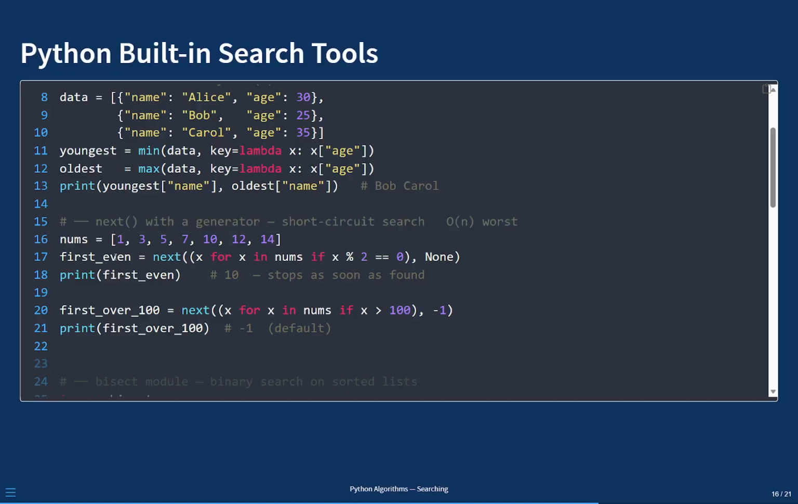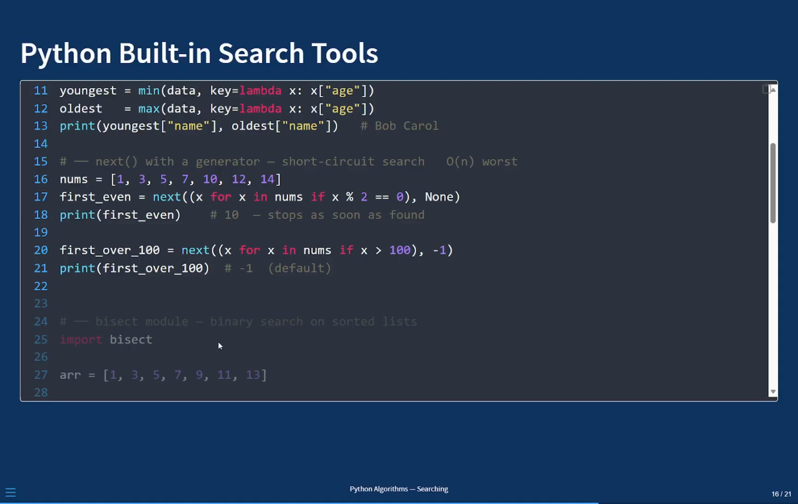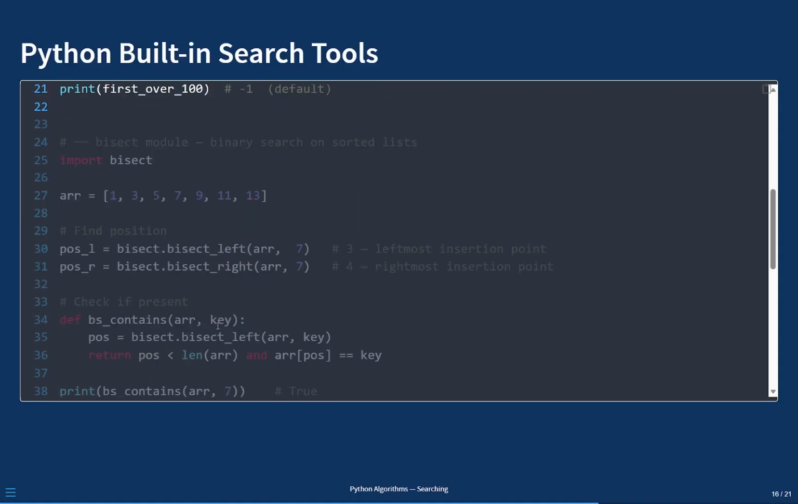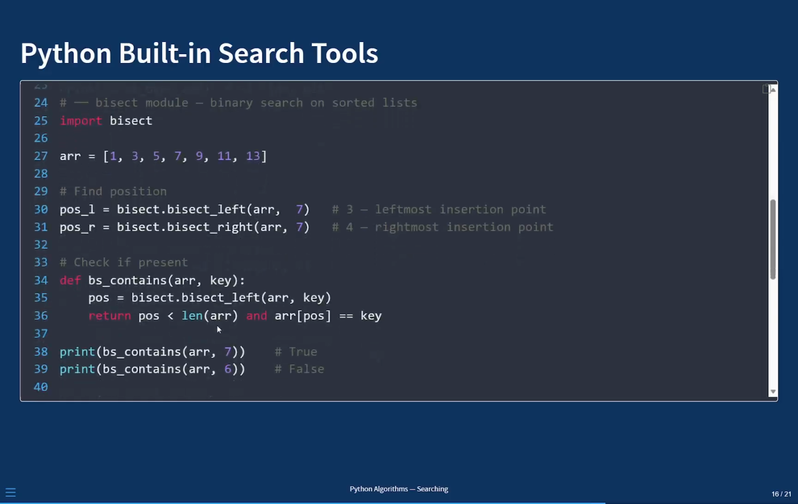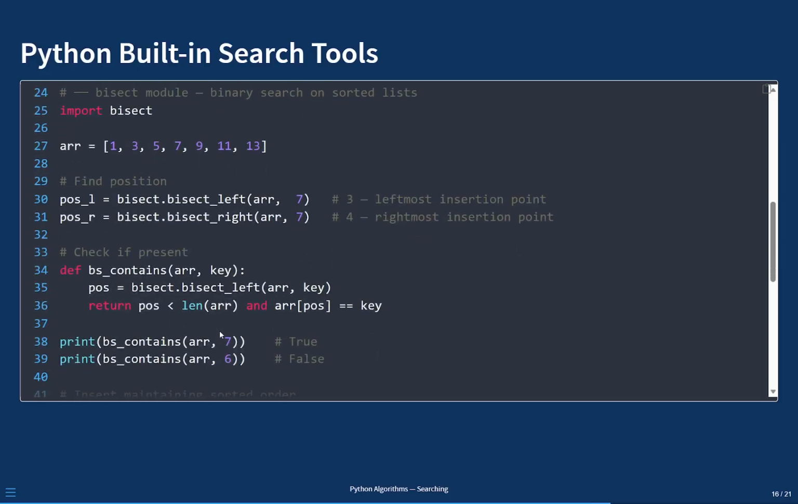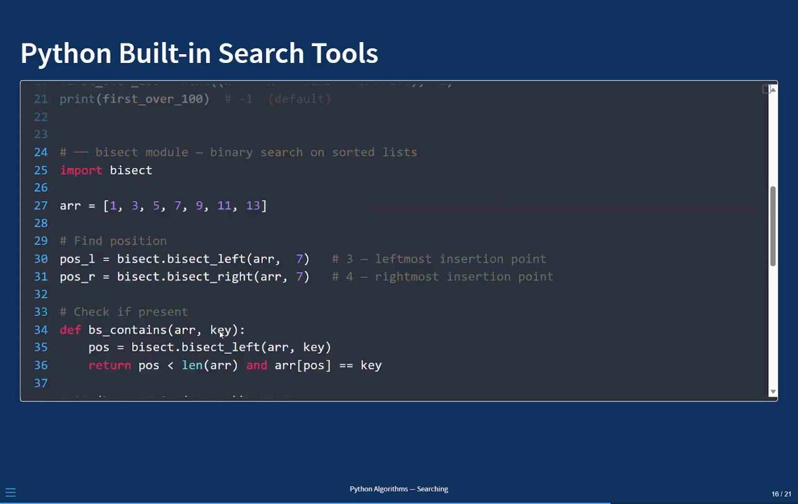next(x for x in nums if x % 2 == 0, None) finds the first even number and stops immediately. It doesn't build the full list. The second argument to next is the default if the generator is exhausted. This pattern is cleaner and more Pythonic than an explicit for loop with a break.